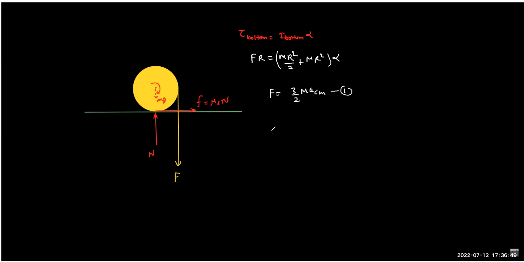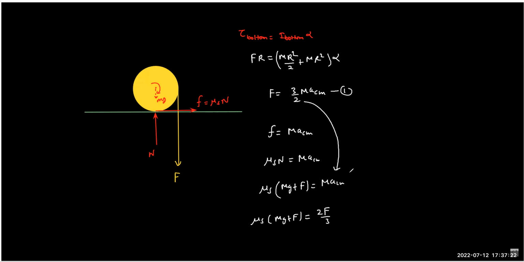And from the laws of motion, what can we write? F equals mass into acceleration. So we can write mu s into N equals m into ACM. Correct. So N is how much? N is basically mg plus F. So mu s into (mg plus F) equals m ACM, and ACM is how much? 2F by 3. And so you can rearrange.